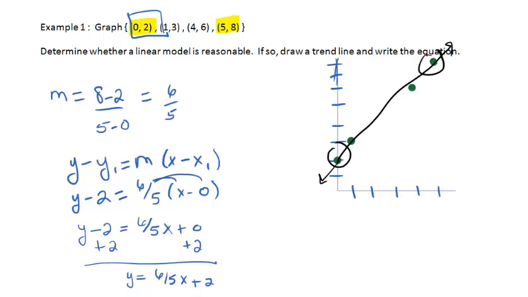So to answer my question, determine whether a linear model is reasonable. My answer is yes, it is reasonable. If so, draw a trend line. This line that I drew is my trend line. And then write an equation. My final equation that I needed to write is right here: y equals 6/5 x plus 2.